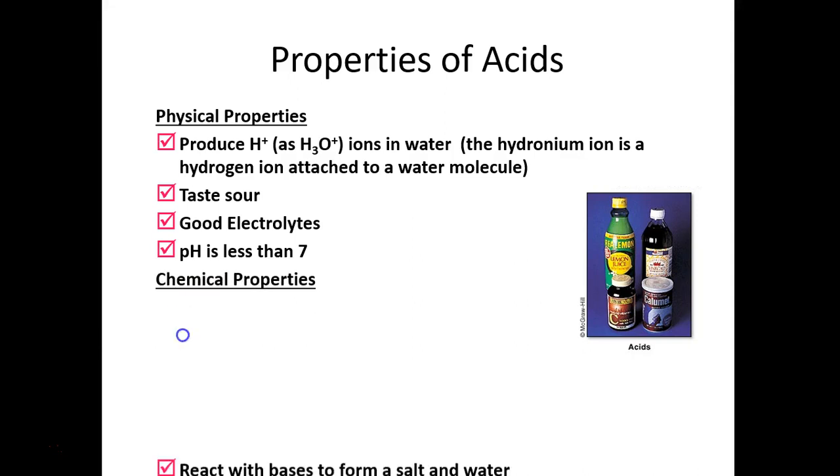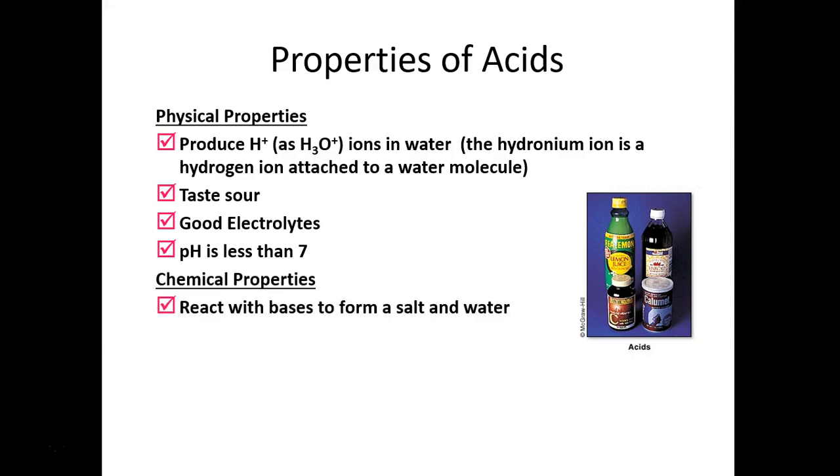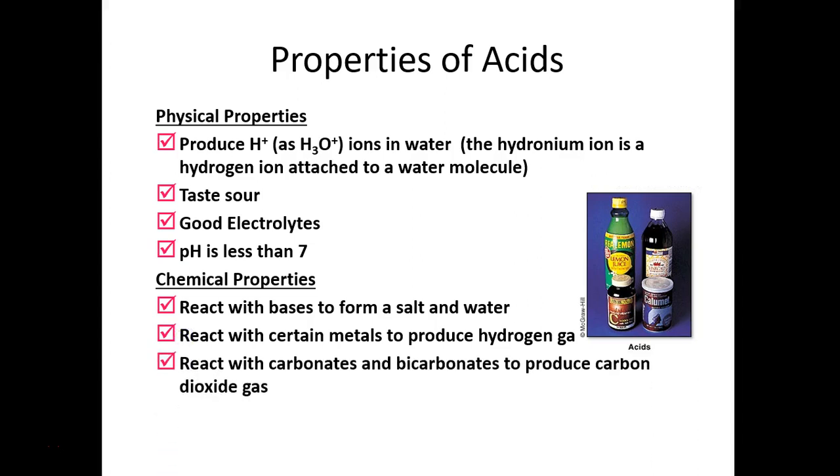Now let's talk about the chemical properties. This is a little bit tougher. When we talk about the chemical properties, we're going to talk about reactions of acids and what they react with. So we know that they'll react with bases in a neutralization reaction to form salt and water. They'll also react with certain metals to produce hydrogen gas, and we'll learn in Unit 9 why only certain metals will react with acid.